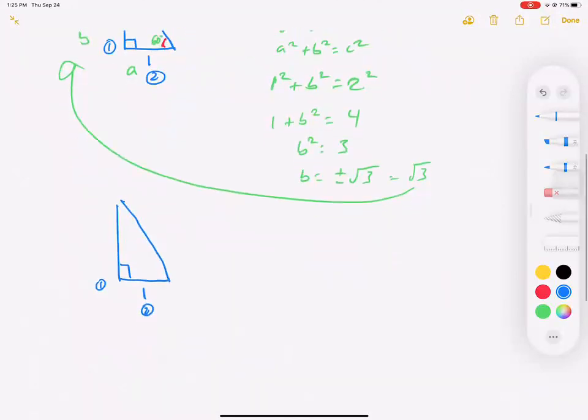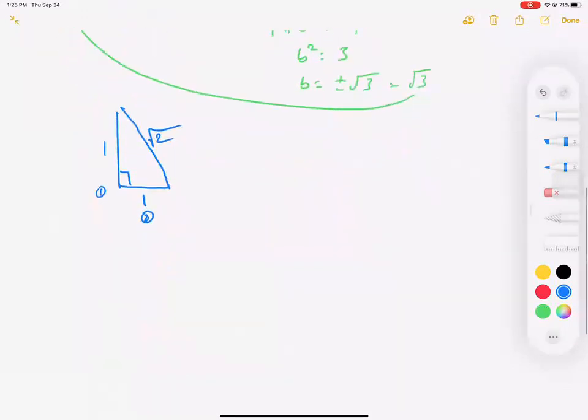What happens is, if I don't give you enough information, this could have been a 1, 1, square root of 2 triangle. So our minimum need is that if you give me 3 bits of information, I can dox this triangle. And let's go ahead and look at another one now, not a special triangle anymore.